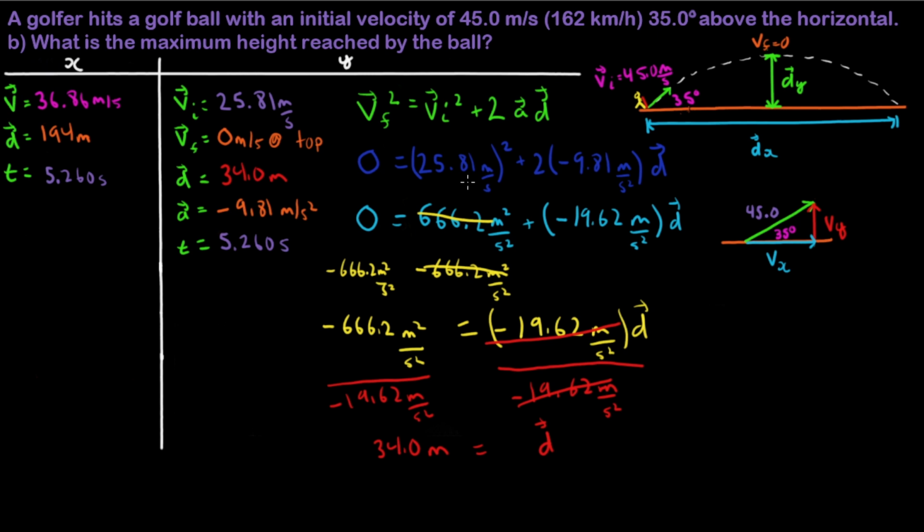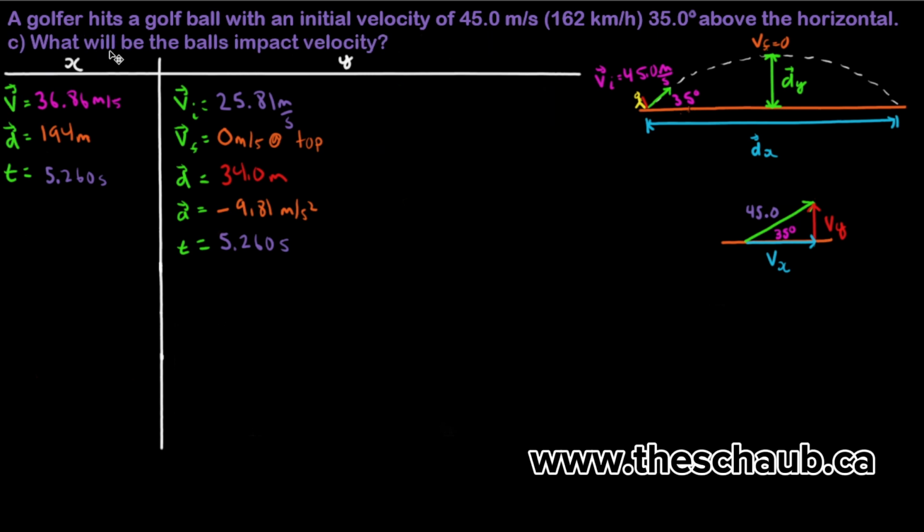We're now ready to look at part C. In part C, we're asked what will be the ball's impact velocity. This question can be solved two ways, one with reasoning and one with math. With math, we would have to set up the problem slightly differently, but we'd solve it sort of the same way. So we would solve the back half of the arc.